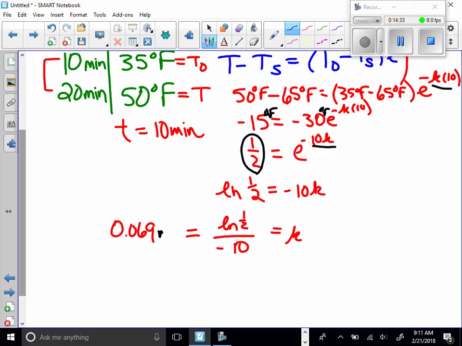Yep, per minute. Because the argument of the E can't have a unit. So if time is in minutes, K has to be in inverse minutes so that they cancel. You can't have E to the 12 degrees or something. You can't do that. It's not allowed. Okay, so now we have K. So now we have a K value.